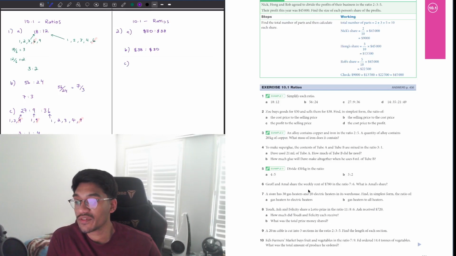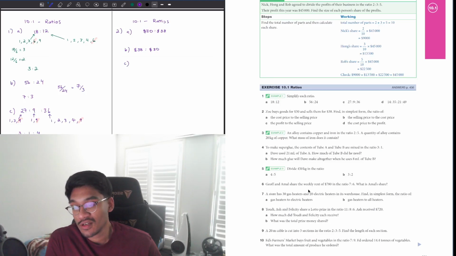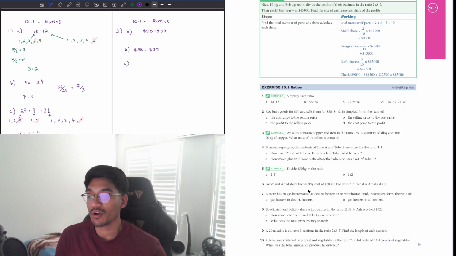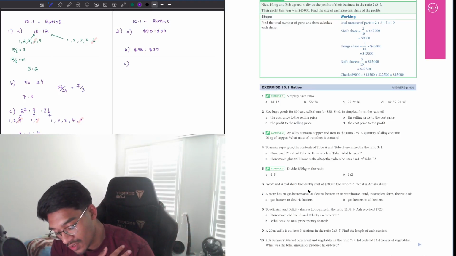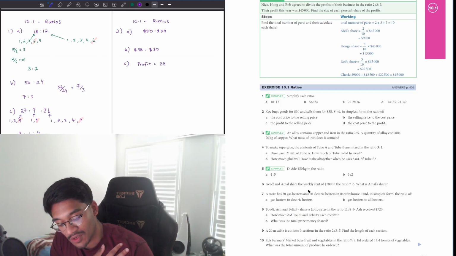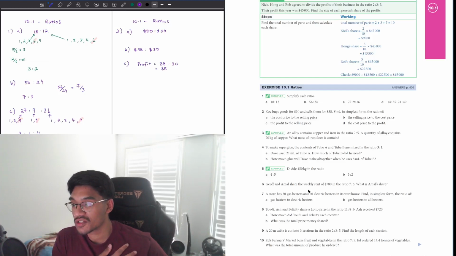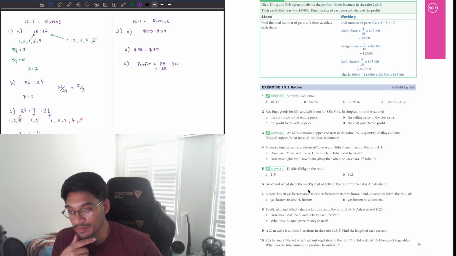Question C asks for the profit to the selling price. Well, we need to find out the profit. How we do the profit is how much we sell it for minus how much we buy it for. So let's work out the profit. We know we sell it for $38 and it costs us $30 to buy. So 38 minus 30 is 8. So on each good, she makes $8 profit.